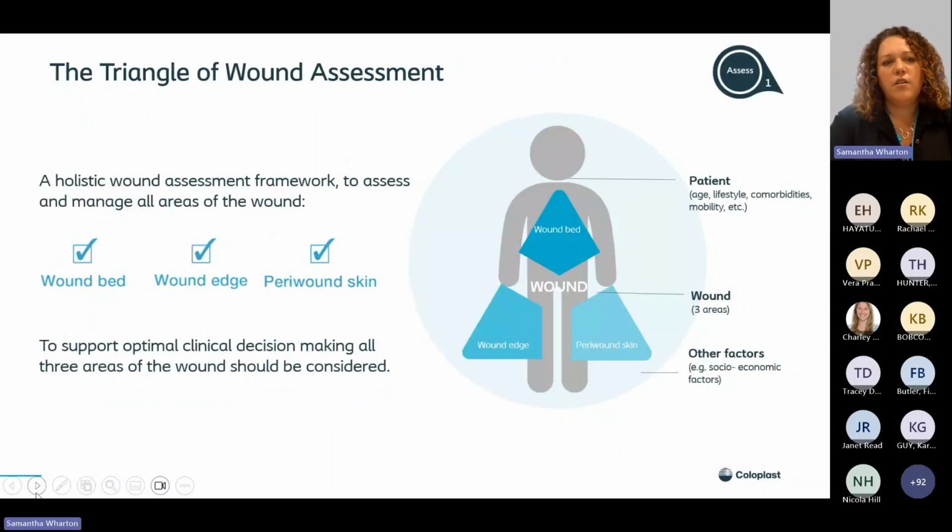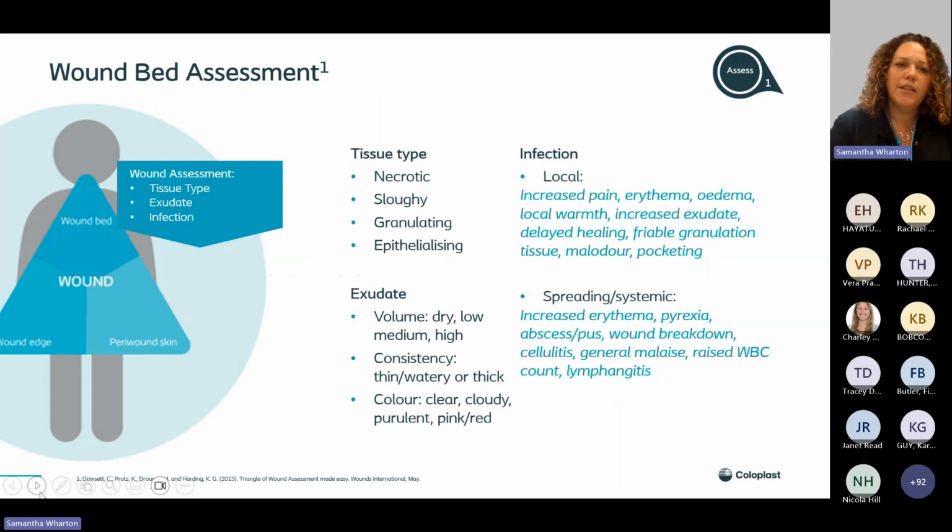So this again is the triangle of wound assessment. So it's looking at the wound bed, the wound edge and the peri-wound skin. And it's to support optimal clinical decision making for all the areas of the wound, to make sure that you're optimizing it for healing. So when we look at the wound bed, we're looking at the tissue type, the exudate, and if there's signs of infection. So tissue types: necrotic, sloughy, granulating, epithelializing.